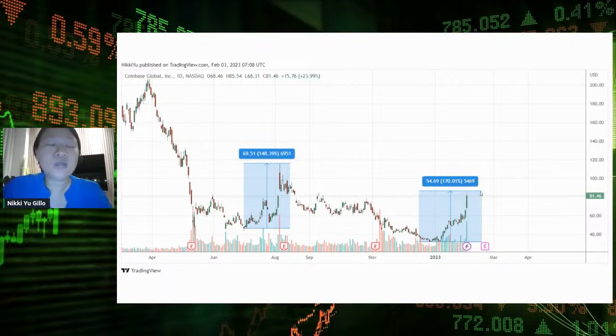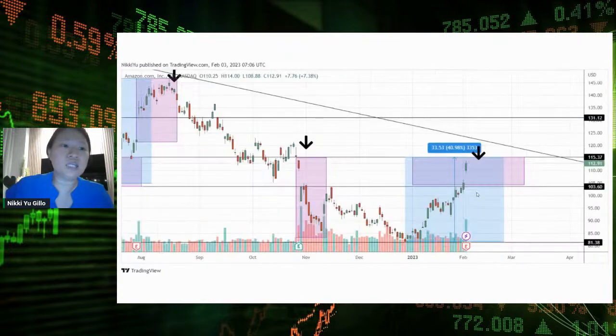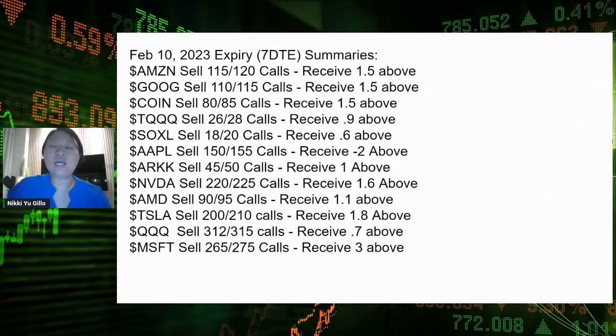There are several ways to actually take advantage for Coinbase. So we can sell the 85-90 calls or 80-85. So here, if you want to take a screenshot or just take a photo, I've basically done my homework on how much credit you're going to receive for it in case you want to just copy. So Amazon, Google, Coinbase, Apple, if you want to short Nvidia, AMD, those are the strikes that are really high probability payoffs that you can choose to evaluate again next week.